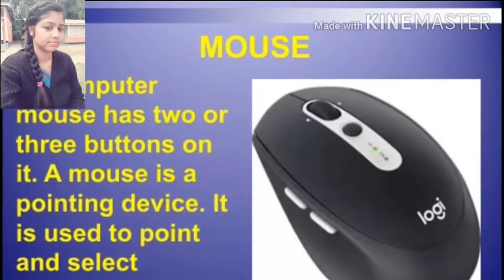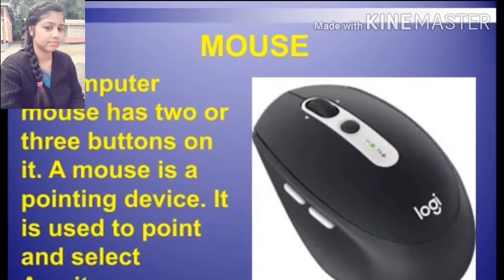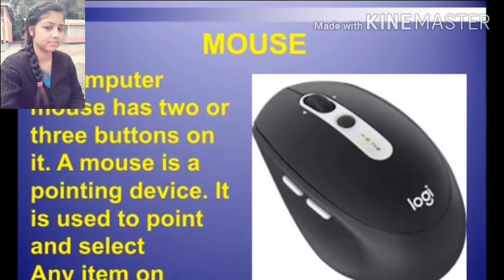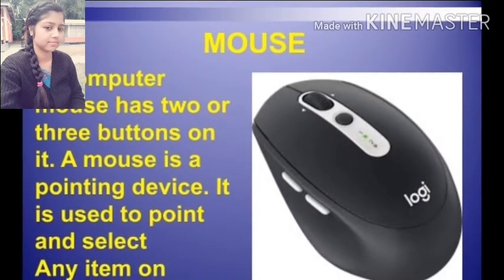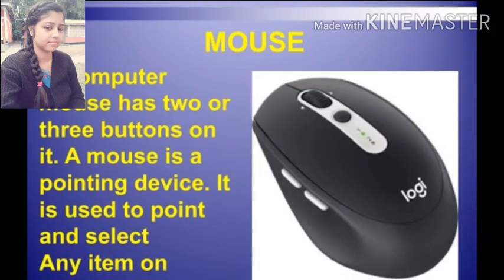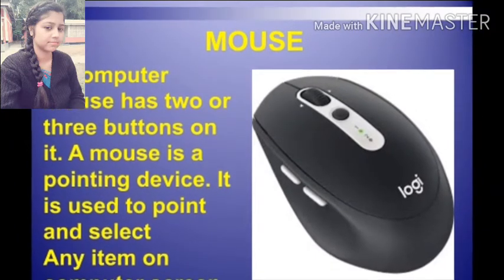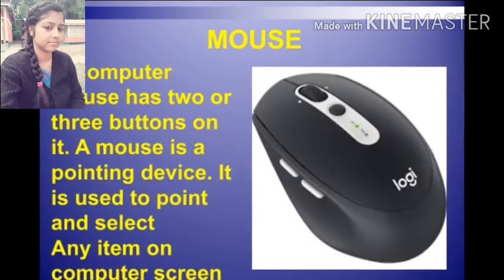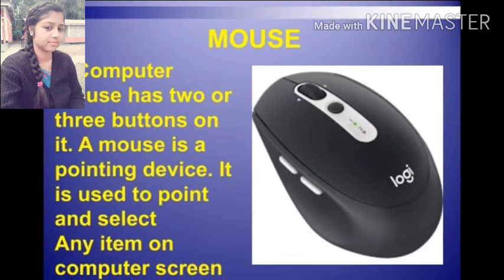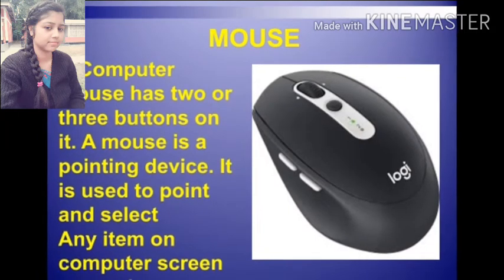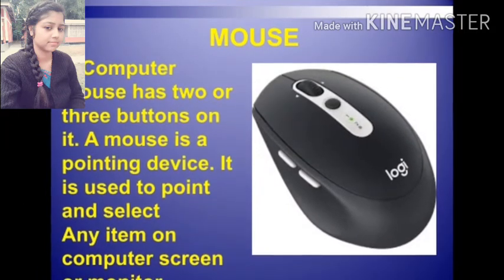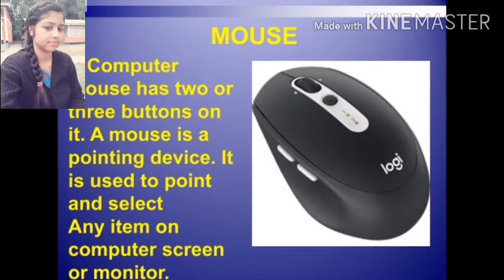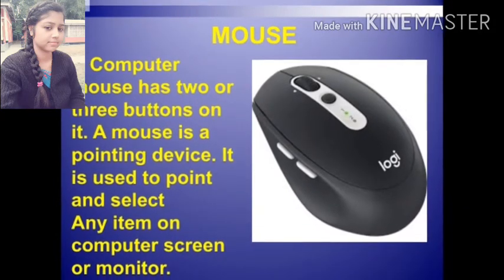Now mouse. A computer mouse has 2 or 3 buttons on it. Look at this mouse, there are 3 buttons: right, left and middle buttons. A mouse is a pointing device. It is used to point and select any item on the computer screen or monitor. So students, through the mouse we can point and select any items on the computer screen.